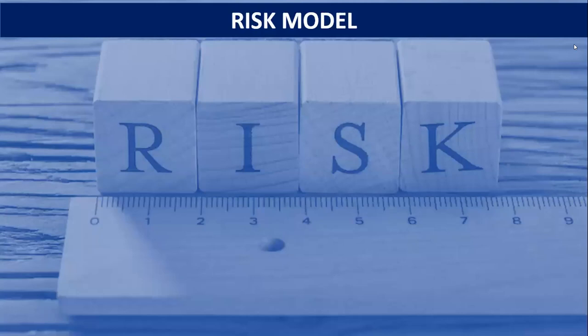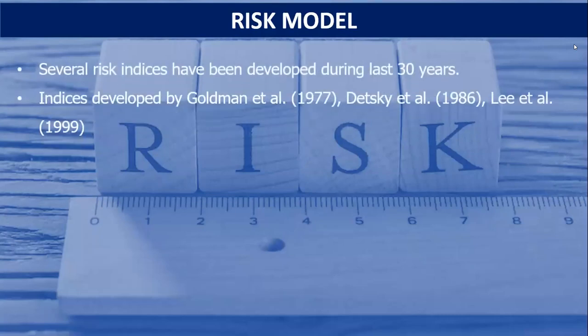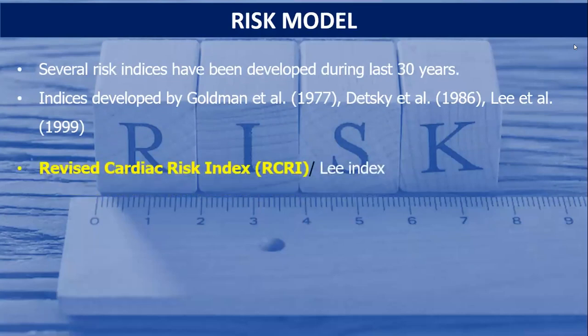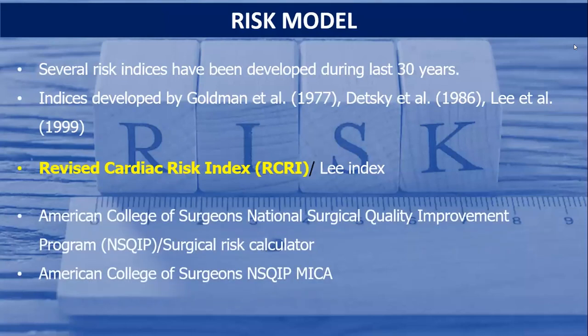And how will we calculate the risk? Because risk calculation is vital, so that we can take measures to reduce the risks. What are the risk models we used to follow? Several risk indices have been developed during the last 30 years by Goldman et al, Detsky et al, and Lee et al. The Lee index has been recommended by the European Society of Cardiology as a risk indicator, and also by the American College of Cardiology, and we'll discuss that later on. Other risk models are the American College of Surgeons National Surgical Quality Improvement Program Surgical Risk Calculator and the American College of Surgeons NSQIP MICA.